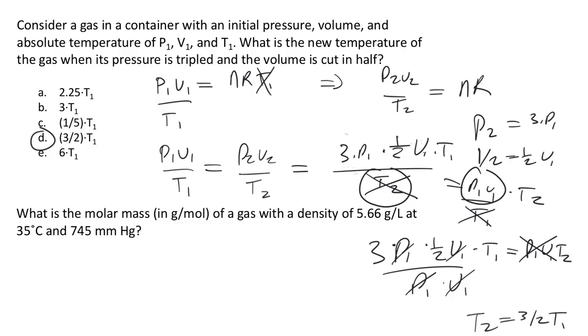A lot of algebra steps here. The key is kind of taking in that information that we're tripling the pressure. So my P2 is just 3 times P1. My V2 is 1/2 of the initial volume. And I'm just plugging those in here and then solving for T2.